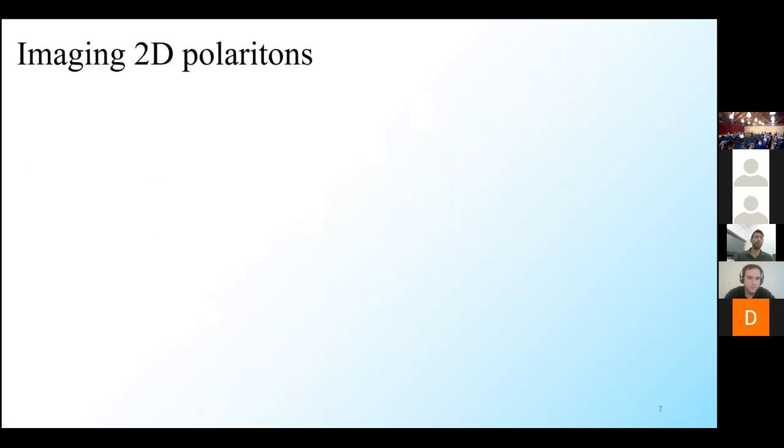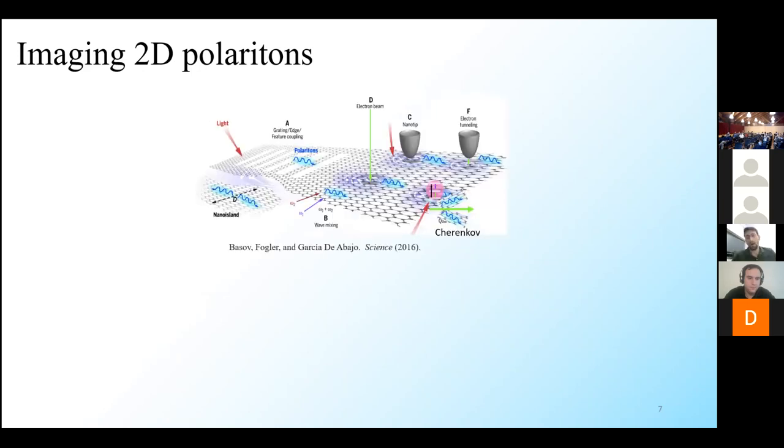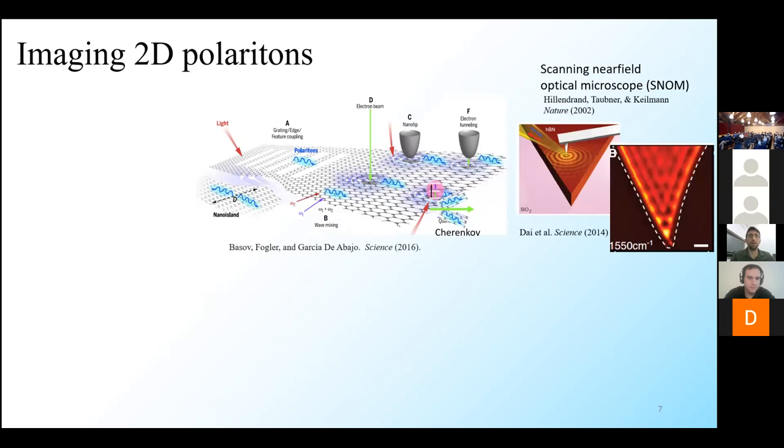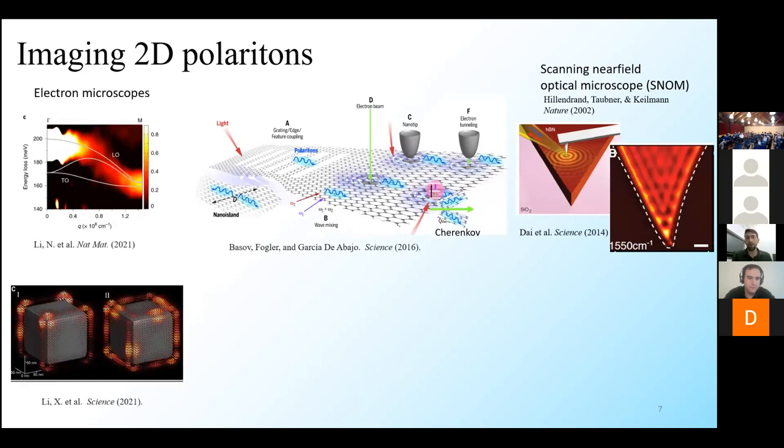So how can you image 2D polaritons? The problem of imaging or probing 2D polaritons is the fact that they move in the 2D plane. So you need somehow a scattering effect or other mechanisms. The most common technique is the scanning near-field optical microscope. So you have a tip that moves along the sample, and due to the interference patterns, you can reconstruct the dispersion relations. Now, another upcoming system is to use an electron microscope.